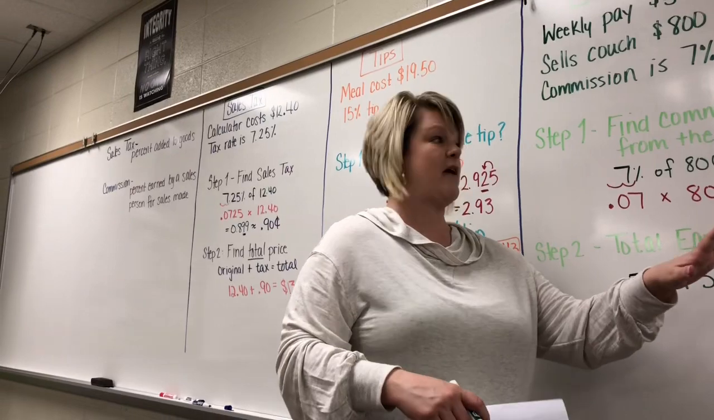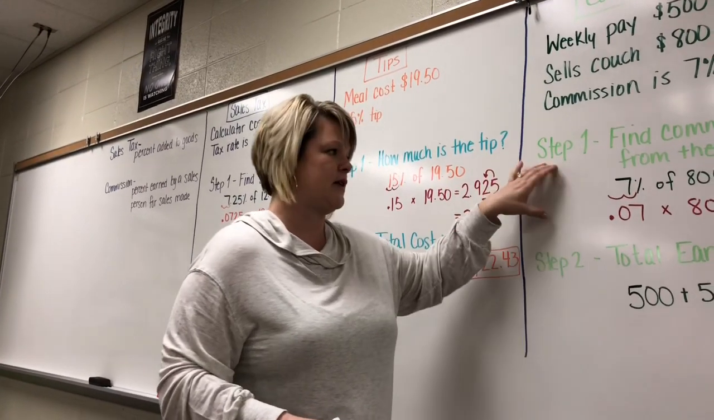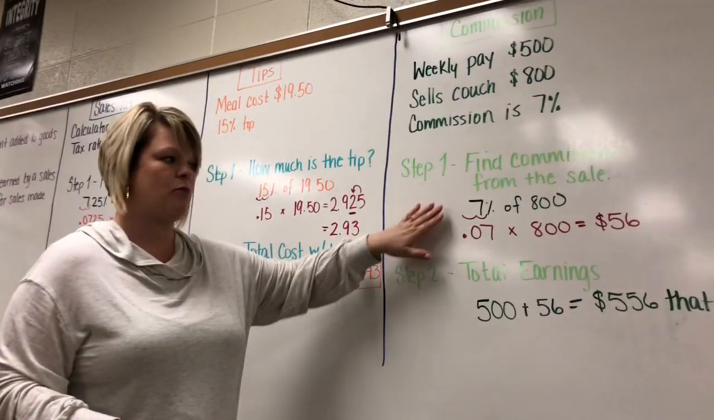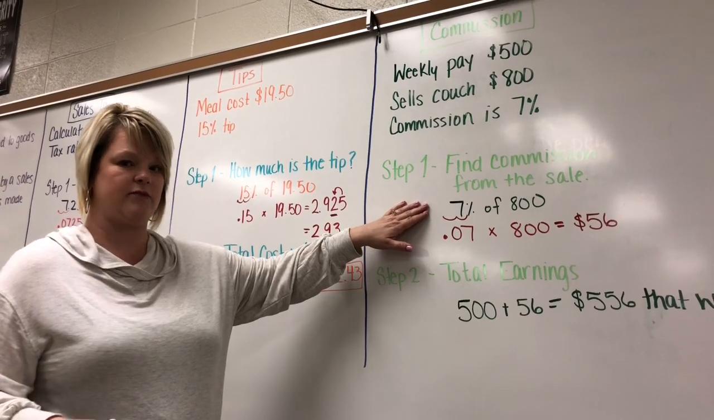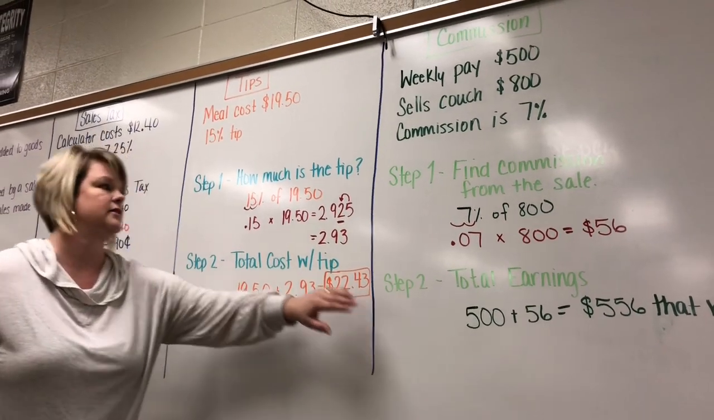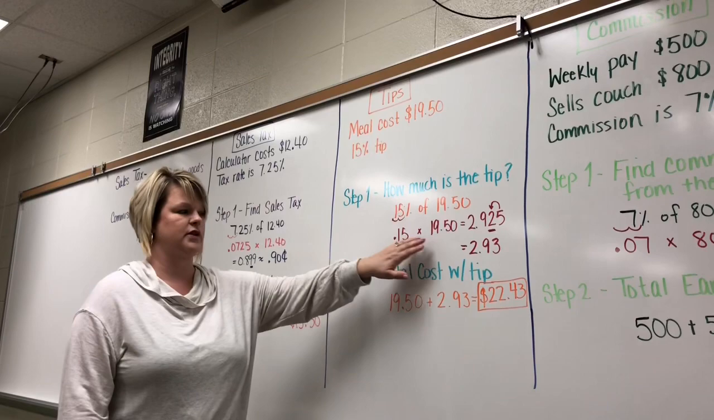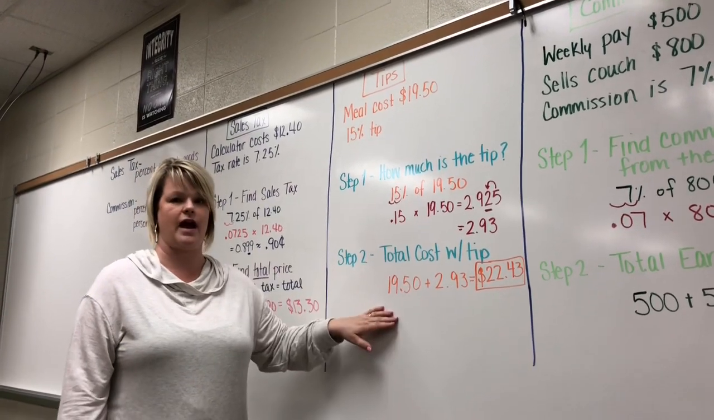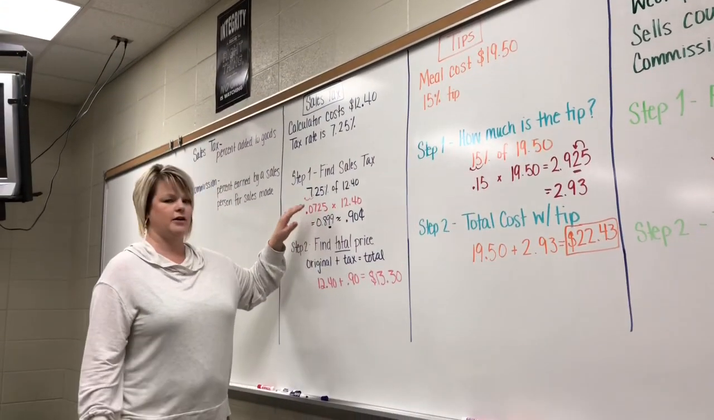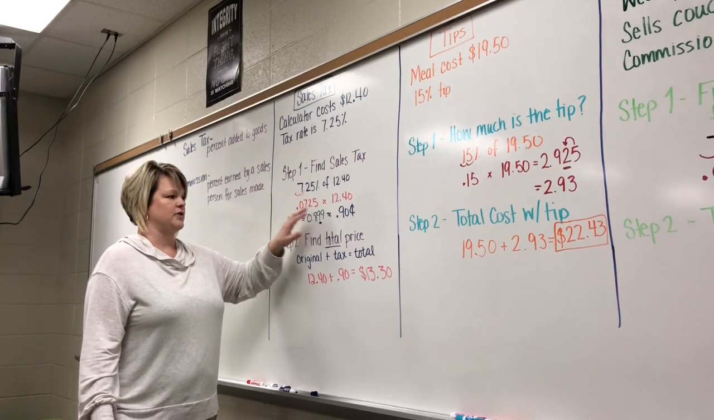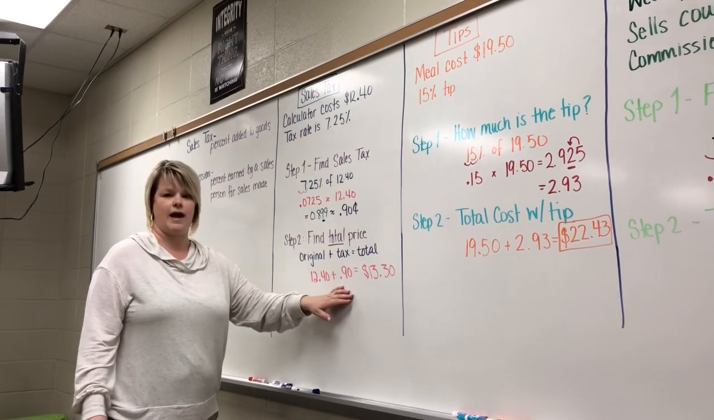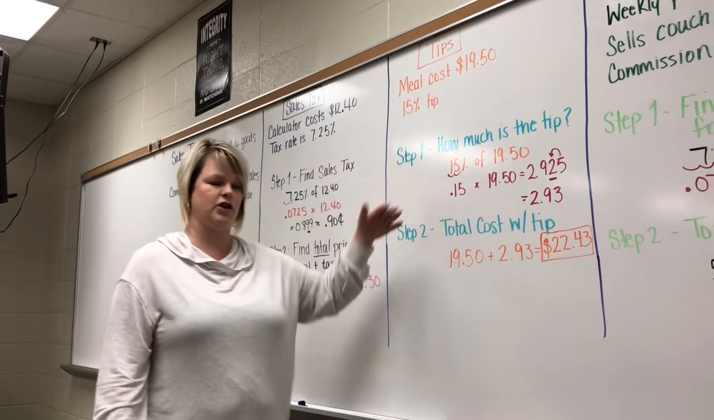Now if he sells more the next week, obviously he's going to get more commission. So kind of follow me back here. Each one of these has the same steps. You multiply the percentage times the original, and then you add it. All the way down here, multiply the percentage times the original, and then you add it. Those are your steps for each one of these.